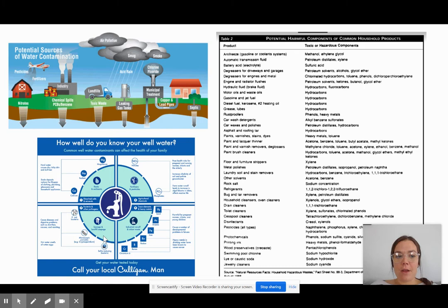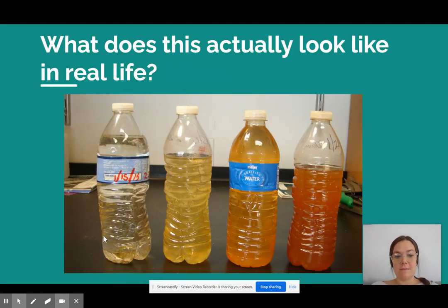And we then started predicting or hypothesizing what are some specific potentially harmful contaminants that would come from those different spaces, right? And we thought about, holy cow, there actually are a ton of things that could end up in our water that we don't want there, and that come from these different sources. So what does this actually look like in real life?